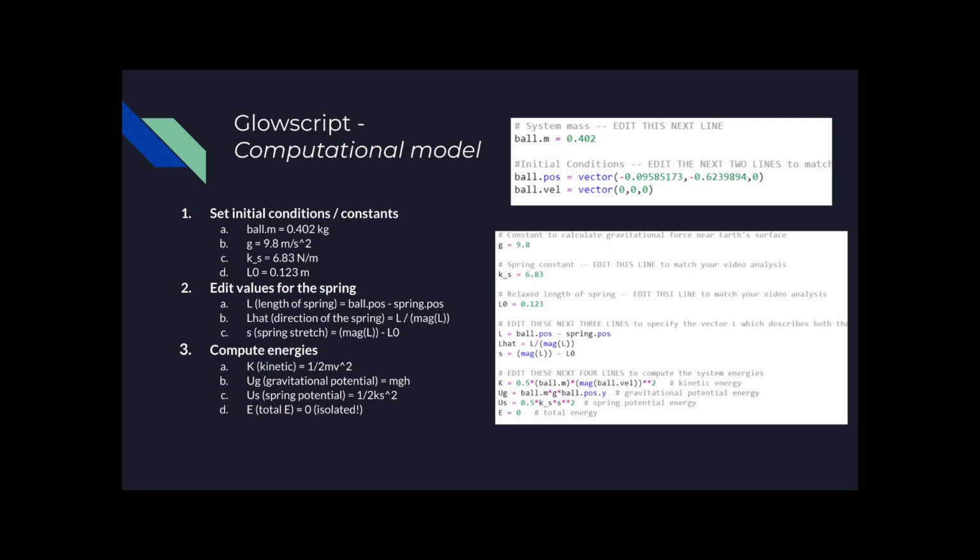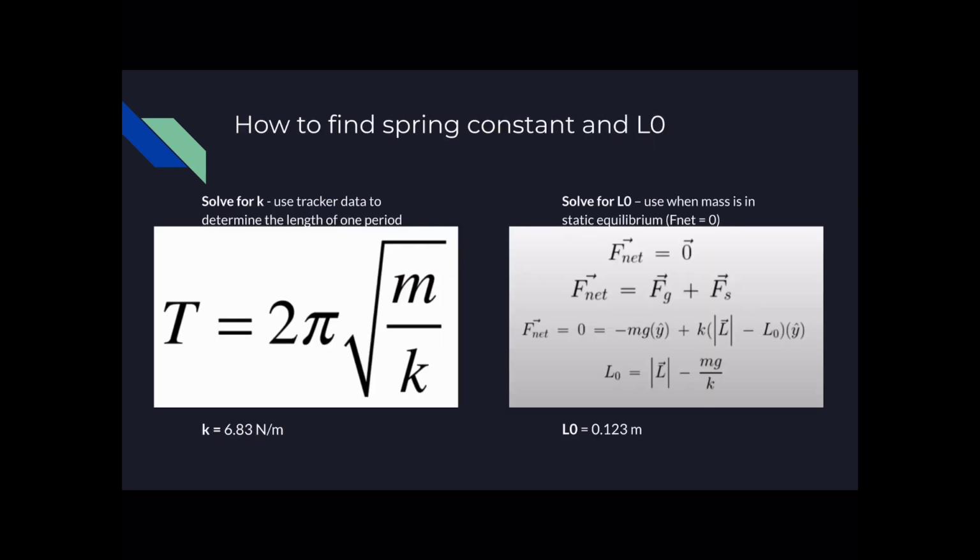Next, we compute energies such as kinetic, gravitational potential, spring potential, and our total E will be 0 since the system is isolated. So, how we found our spring constant and L naught.